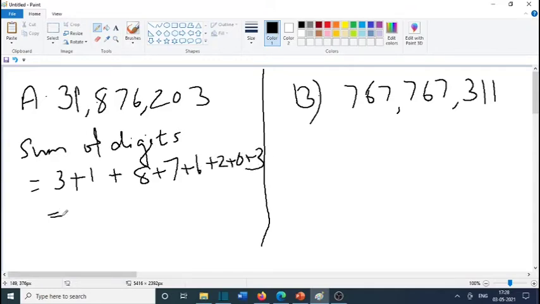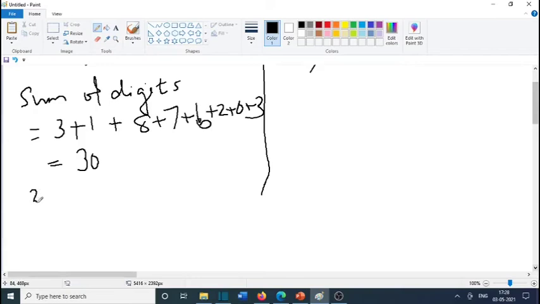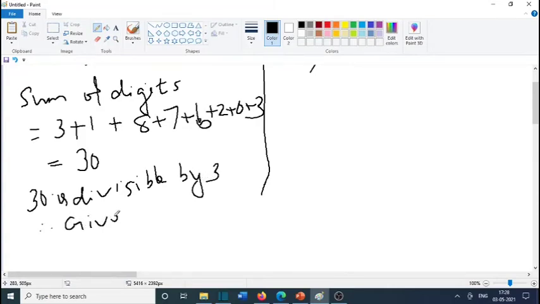So 3 plus 1 is 4, 4 plus 8 is 12, 12 plus 7 is 19, 19 plus 6 is 25, 25 plus 2 is 27, 27 plus 3 is 30. 30 is divisible by 3. Therefore, the given number is divisible by 3.